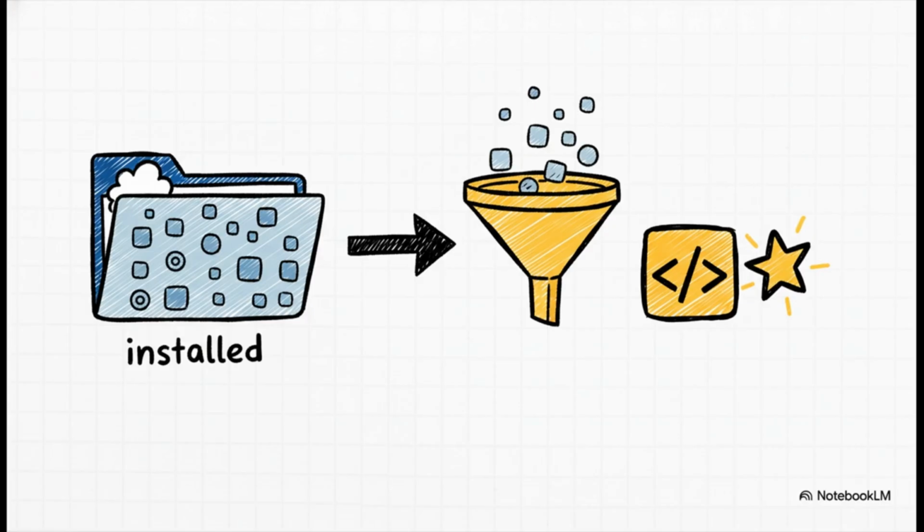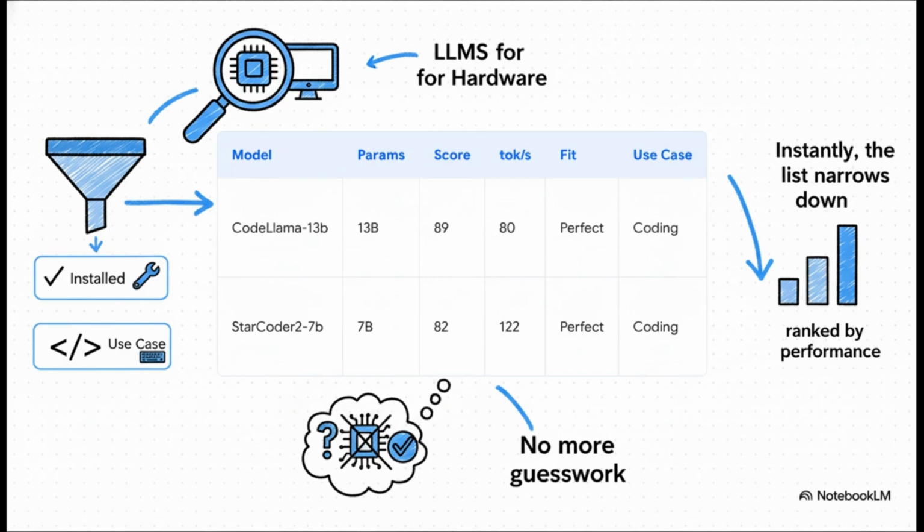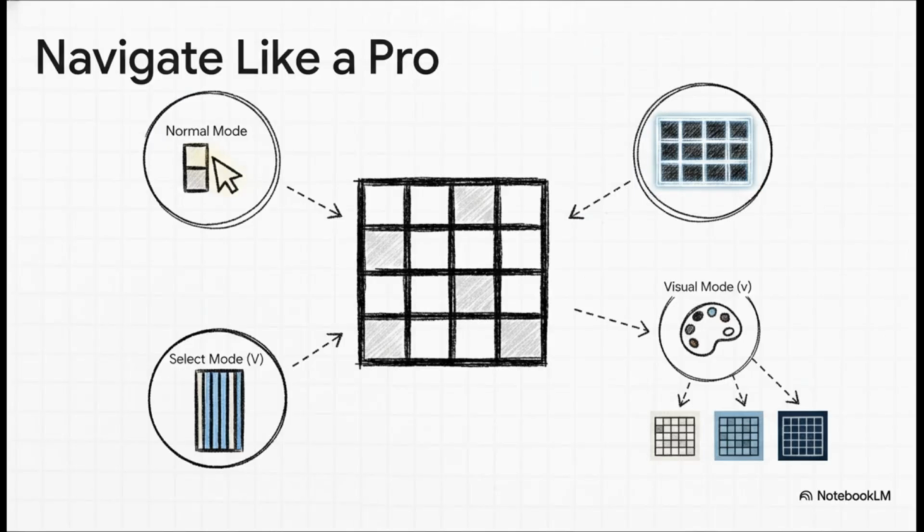So let's imagine a really common scenario. Okay, I've already downloaded a bunch of models using Ollama, but right now I just need to find the absolute best one I have that's specifically for coding. This is where the interactive TUI just shines. And check this out. This shows the filtering in action. I just filter for installed and then for the coding use case. And just like that, the entire list is instantly narrowed down to exactly what I need. And it's even ranked by which one will perform best on my specific machine. All that guesswork, gone.